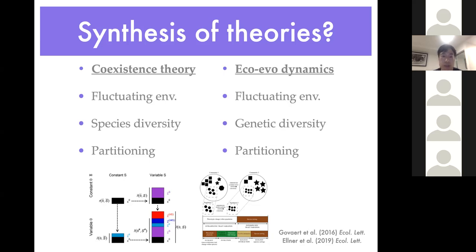So Chesson's coexistence theory or expanded modern coexistence theory basically considers the contribution of different factors to coexistence like this, bottom left figure. And also theories on eco-evolutionary dynamics have considered the contribution of rapid evolution, contemporary ecological dynamics, and plasticity on eco-evolutionary dynamics. So this kind of methodology may be used, and it may be possible to synthesize these two disciplines for better understanding the rapidly evolving, adapting nature.